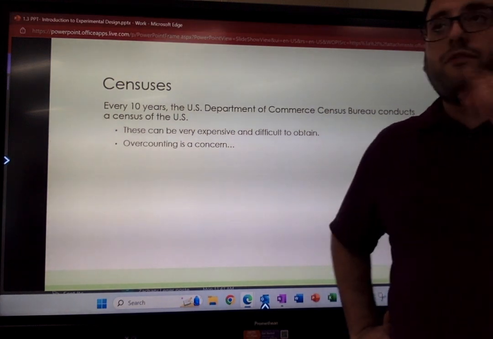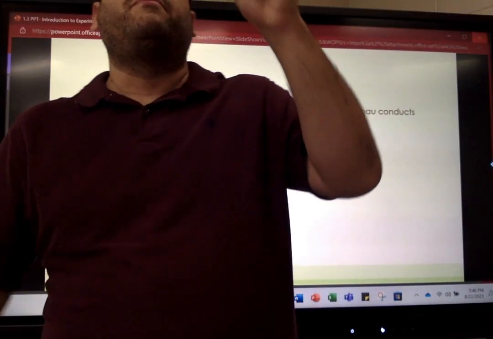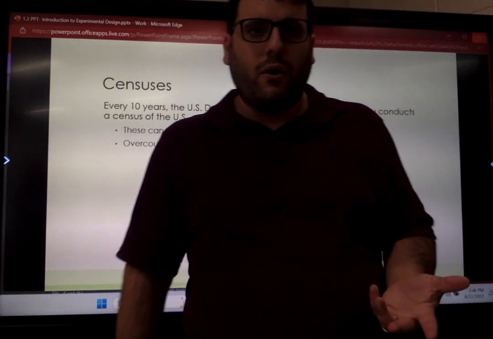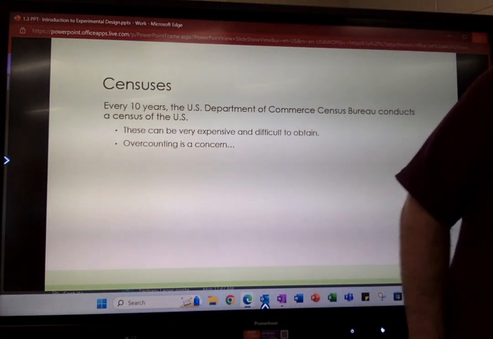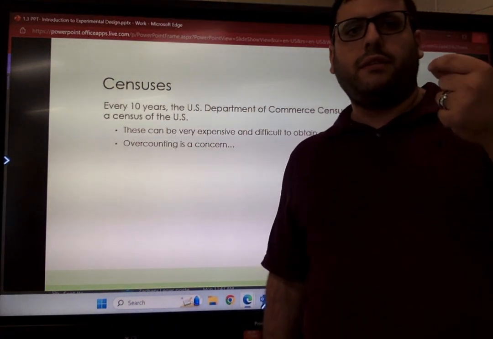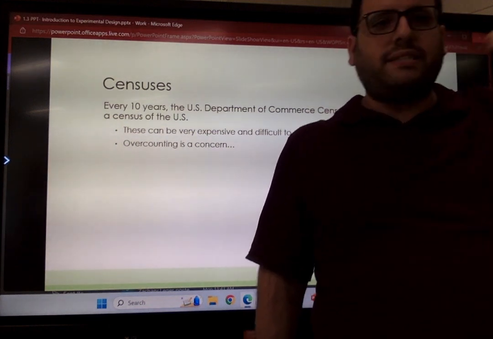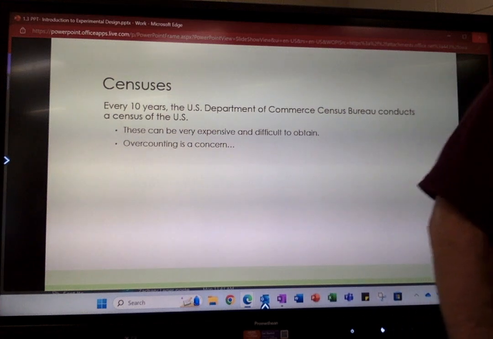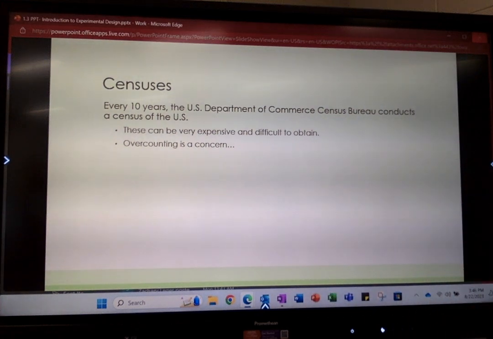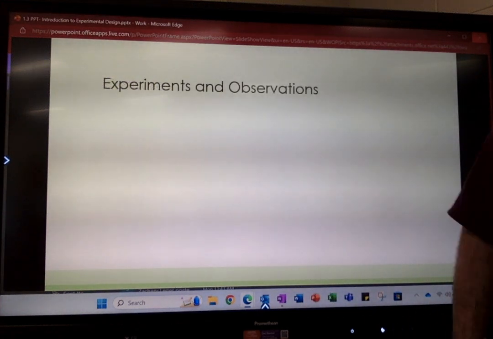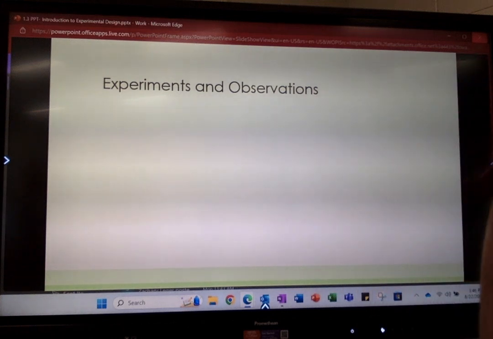So, for example, if you go to college and you live in a dorm, or if you live in an apartment, you might be counted on the census based on where you live, in addition to where your parents live, because you may still stay with your parents from time to time. Okay, so that's an example of overcounting. So overcounting is a concern.